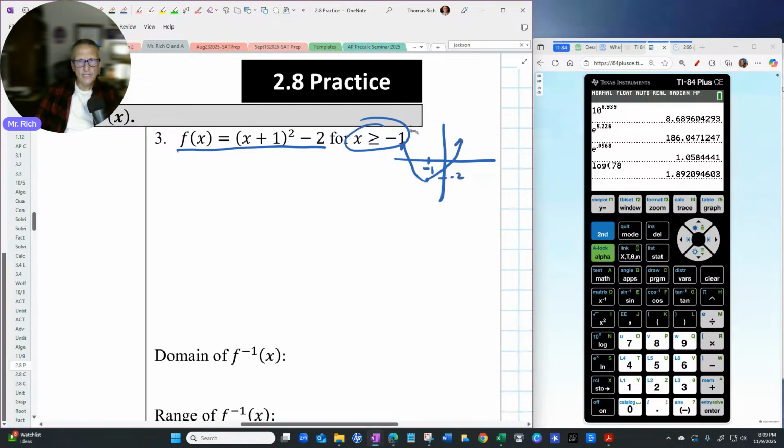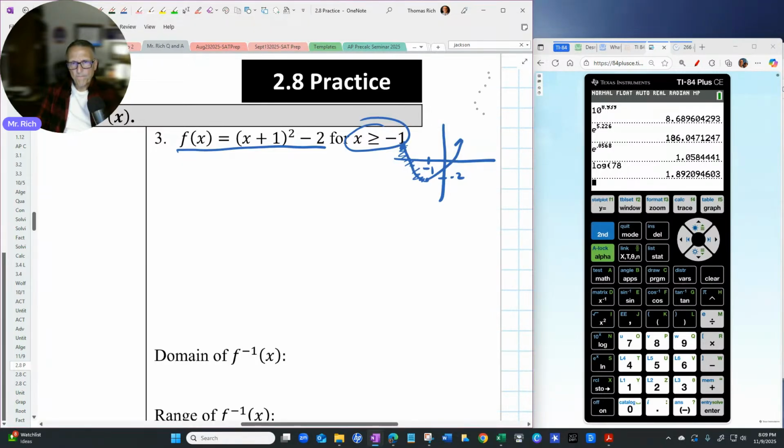So what they're saying is that we're going to go ahead and cut off this part of the function and only use the right side of the vertex as the function. Now, why would we do that? Because if we're going to do an inverse function, we want it to be a one-to-one function so that we only have one output for each input on the inverse function.